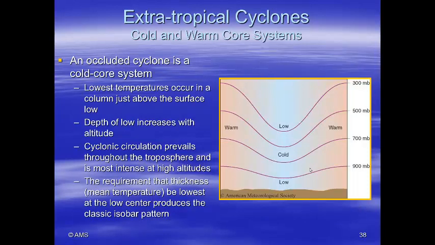An occluded cyclone is a cold core system, so the lowest temperatures occur in the column just above the surface low. So as the depth of the low increases with altitude, the cyclone circulation prevails throughout the troposphere and is most intense at high altitudes due to this strong pressure difference across the low that develops.